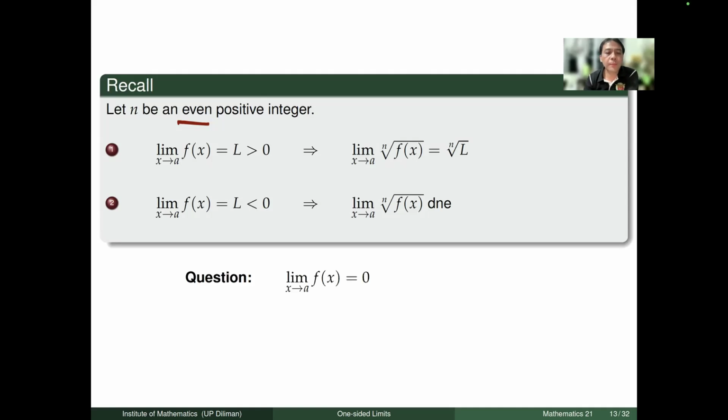So question: what if the limit is 0? Here, we're saying the limit is positive L. We have a conclusion. If the limit is negative, we have a conclusion. But what if the limit is 0? So what is our conclusion in this case? What will be the limit of the radical as x approaches a?